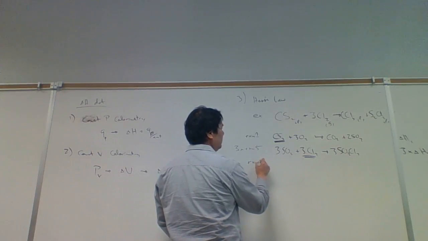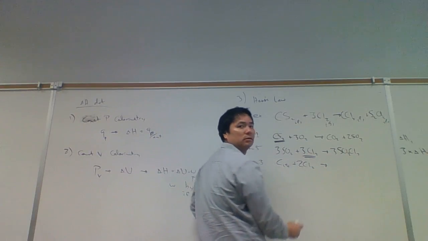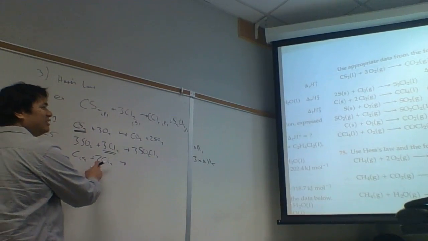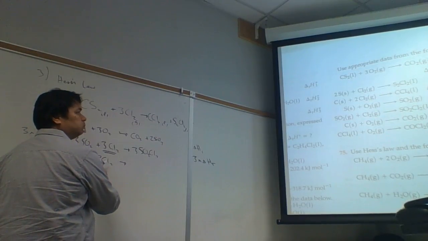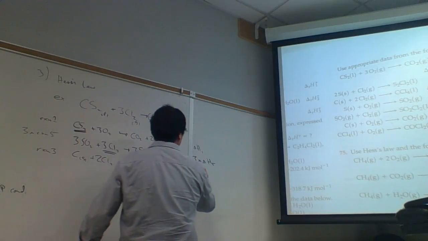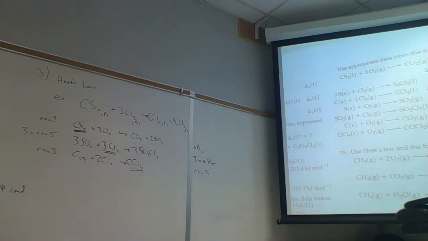So reaction 3 is carbon solid plus 2 Cl2 yields CCl4. Okay, this is reaction 3. And that gives me 1 mole of CCl4, and then I'm only missing one thing. What is that? I'm just missing S2Cl2. And so I need just 1 mole of that.